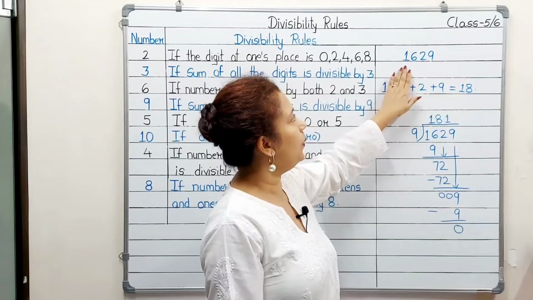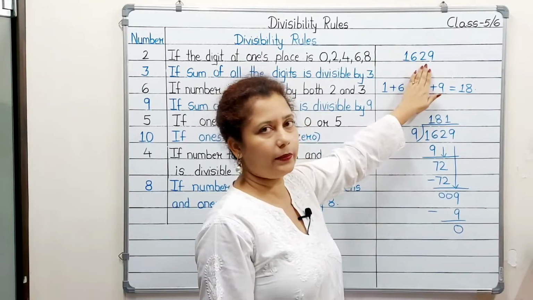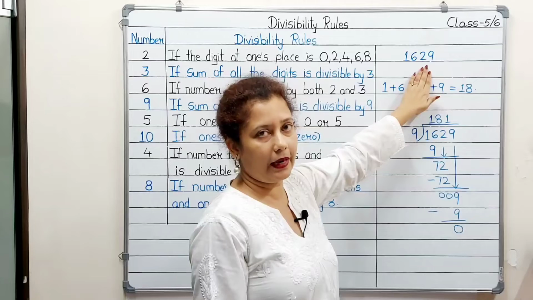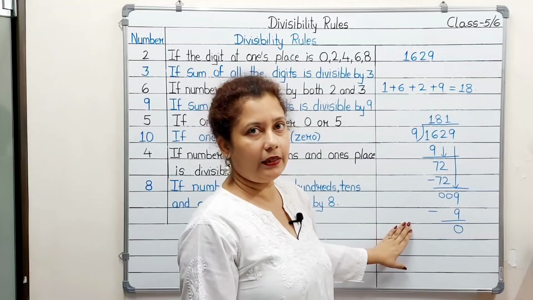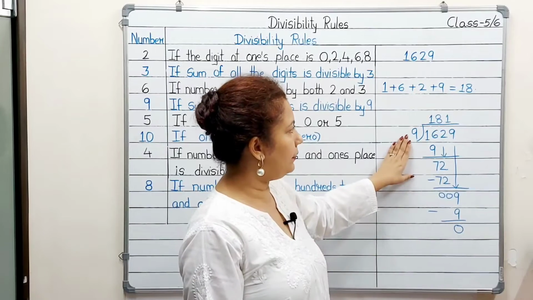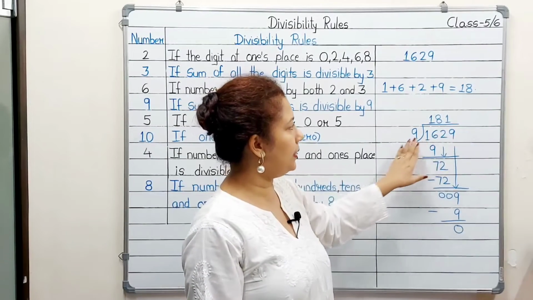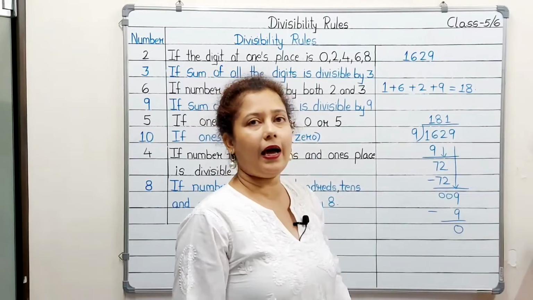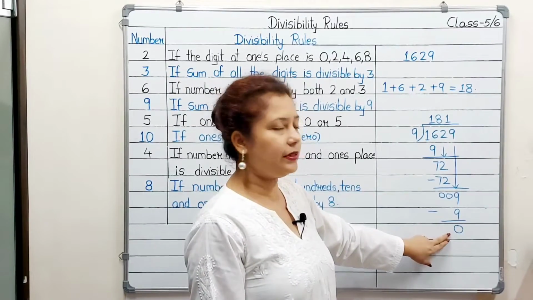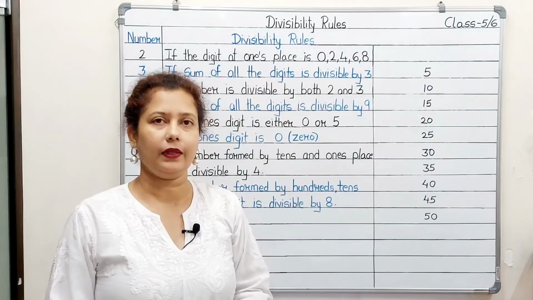That means 1629 is divisible by 9. This we can confirm by actually dividing it by 9. When we divide 1629 by 9, we get 181 as a quotient and remainder is 0.